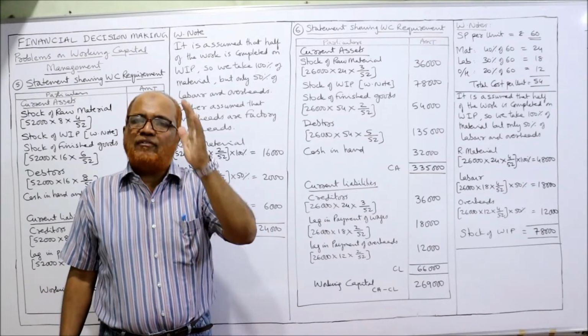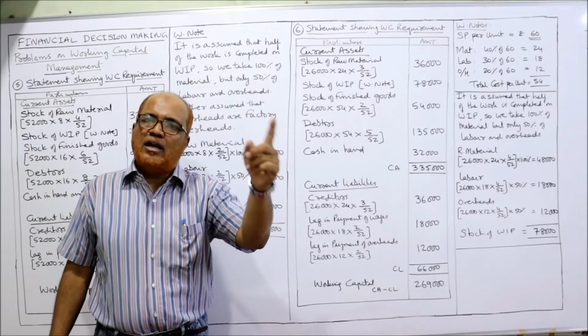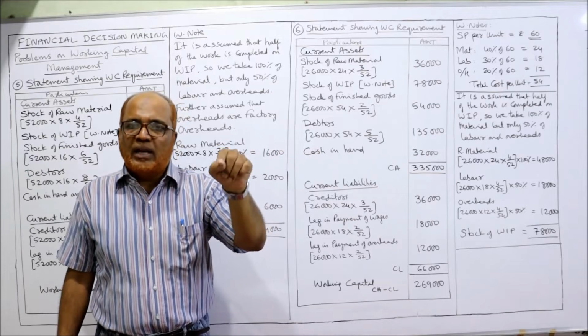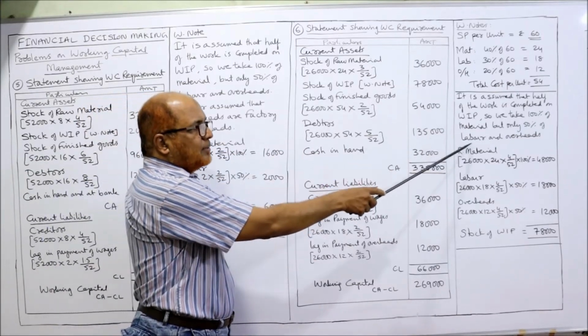We assume that half of the work is completed on WIP. So we take 100% of material, whereas only 50% of labor and overheads. That sentence you have to write it here.